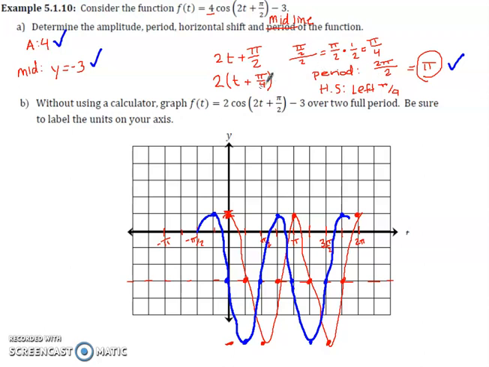One typo that you may have noticed is that this is asking us to graph 2 times the cosine of our function, but this should actually be a 4, so that we are graphing the function from above.